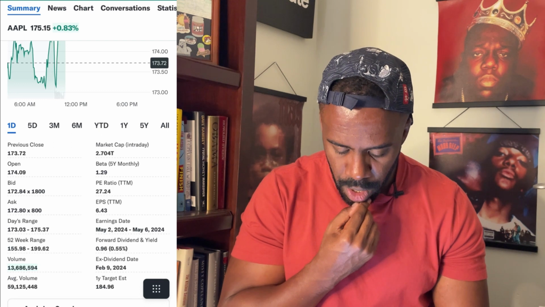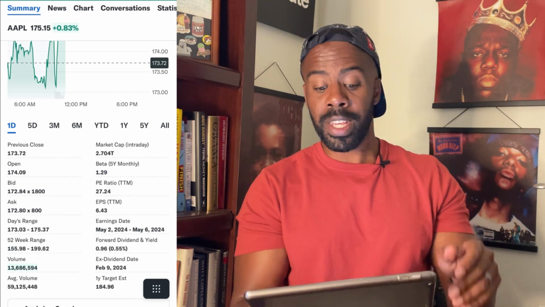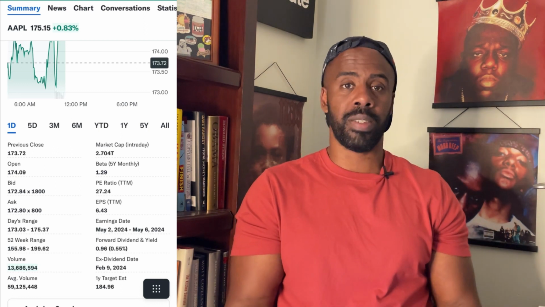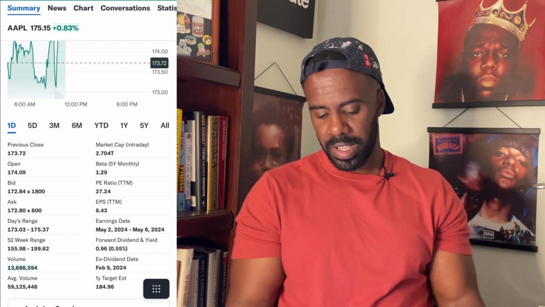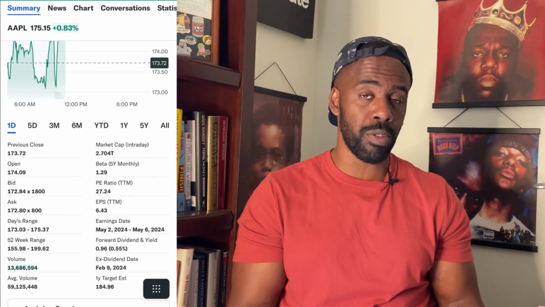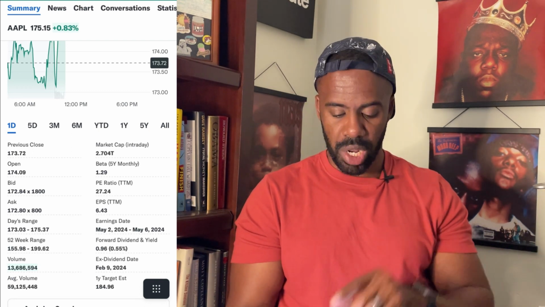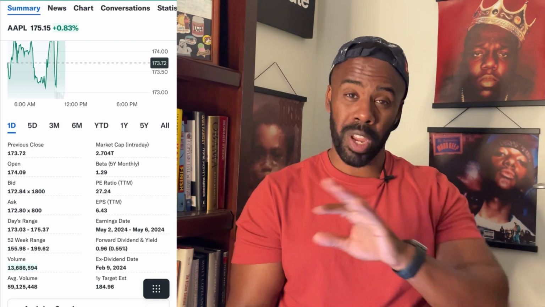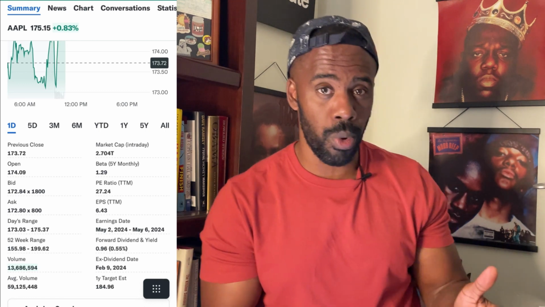And the 1 year target estimate is $184.96. All of this is a form of speculation. This is saying within 1 year, they believe the stock will go up to $184.96. You should not make your decisions based on this. This is just a guesstimate. No one can predict the future. That's just the way the market works.